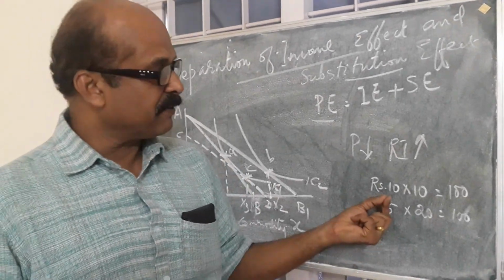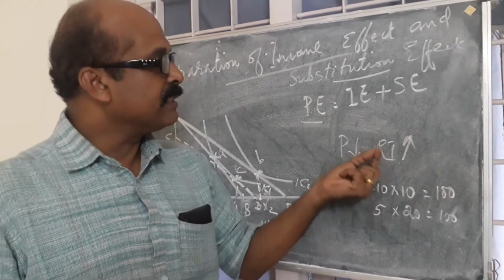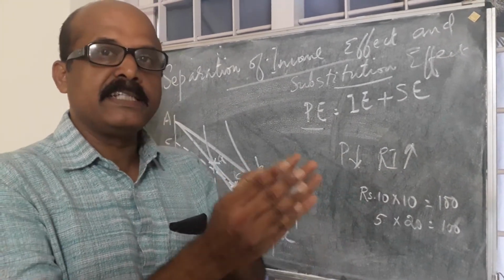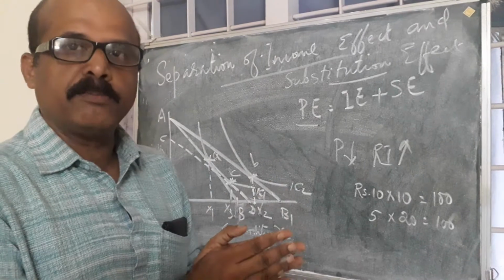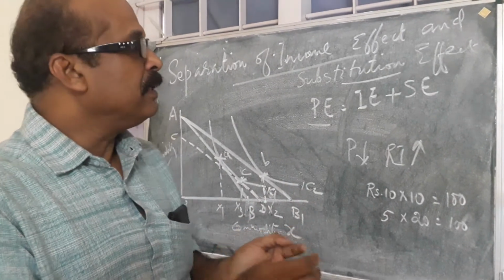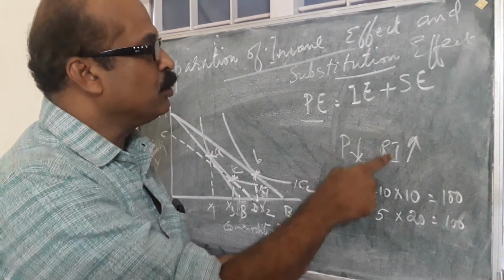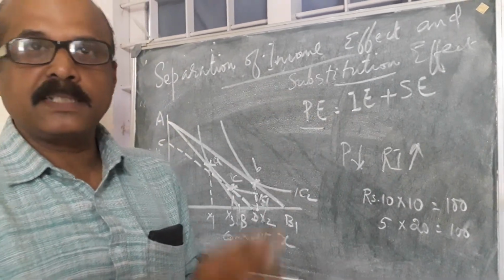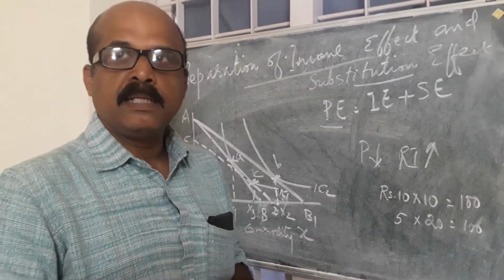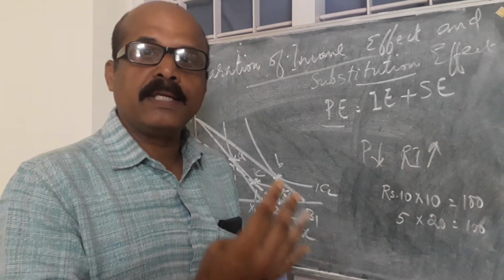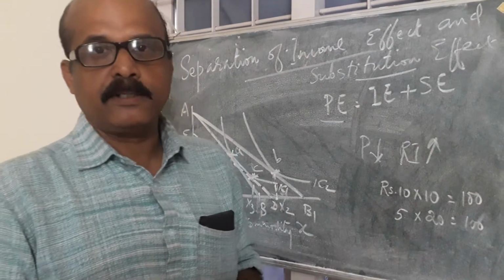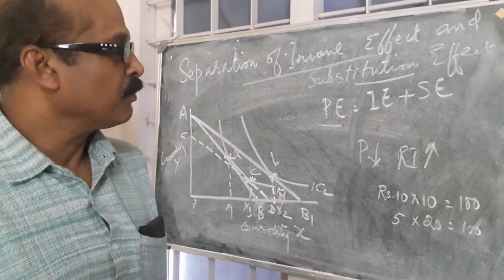So as a result of a fall in the price, there is an increase in the real income of the consumer. So a part of his increased demand due to a fall in price can be assigned to the change in real income. That is known as the income effect. As a result of a fall in the price, there is an increase in purchasing power or real income of the consumer. As a result, he buys more of that product. That is known as the income effect.